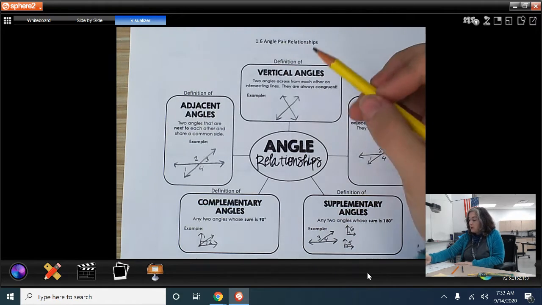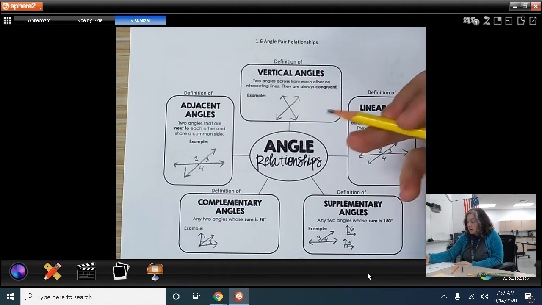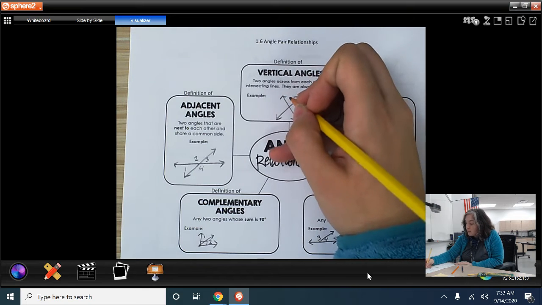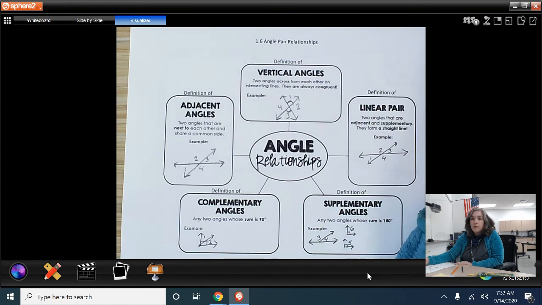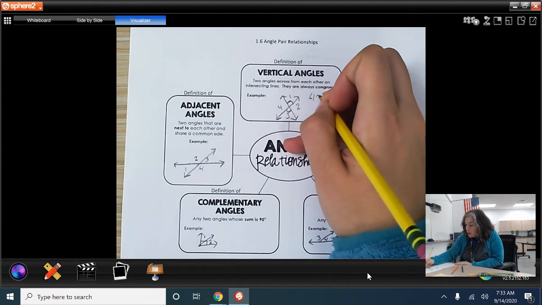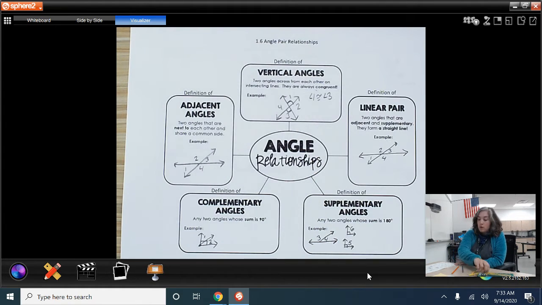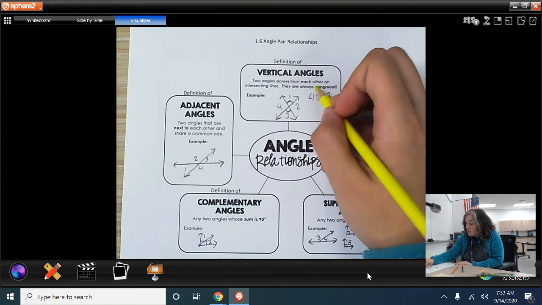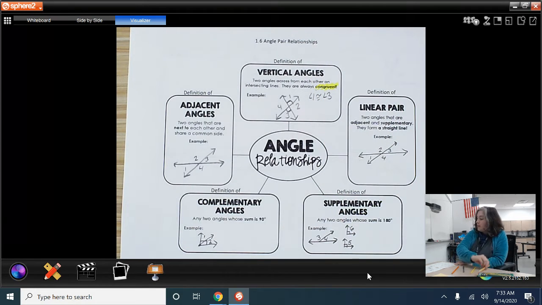So the first one we're going to start with is vertical angles. Vertical angles are two angles across from each other on intersecting lines. They are always congruent. So for example, if I have angles 1, 2, 3, and 4 here, angles 1 and 3 are vertical angles. So angle 1 is congruent to angle 3. That congruency piece is key. We're going to keep using that for forever, quite honestly.